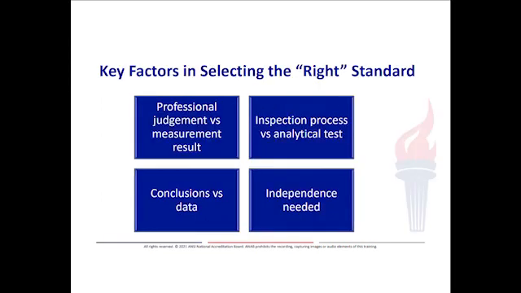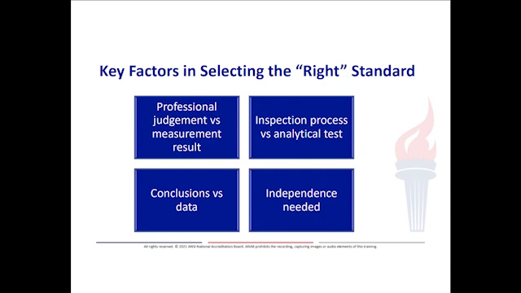Now, you notice that on this we've got "right standard" in parentheses. And the reason for that, what are some of the key factors in selecting what we call the right standard? Well, if you're looking at professional judgment, that's 17020. Versus measurement results, which fall under 17025. You're looking at inspection process versus an analytical test.